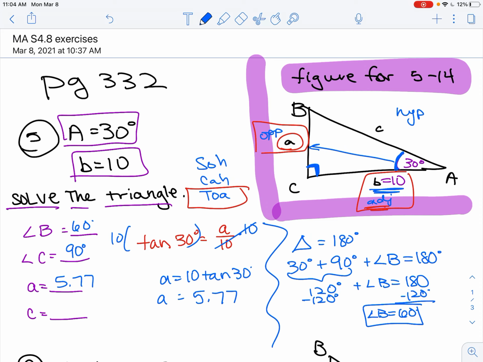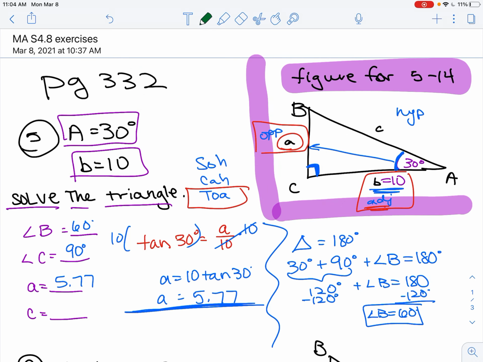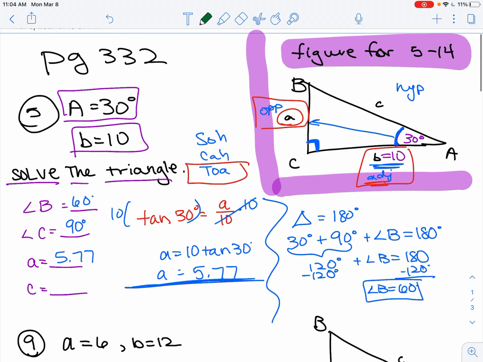So you have 2 choices. You can either continue to use trig functions now, or because we've got 2 of 3 sides of a right triangle, you can use Pythagorean theorem. Because this is being rounded to the nearest 2 decimal places, I'm going to go ahead and use my trig function still to find the value of C. I know that A is 5.77, but it's rounded, and I don't really want to use it.